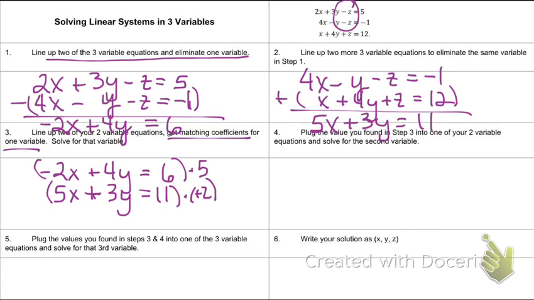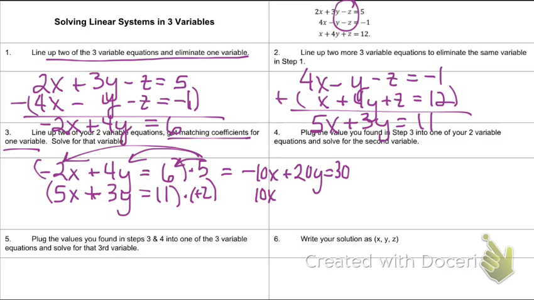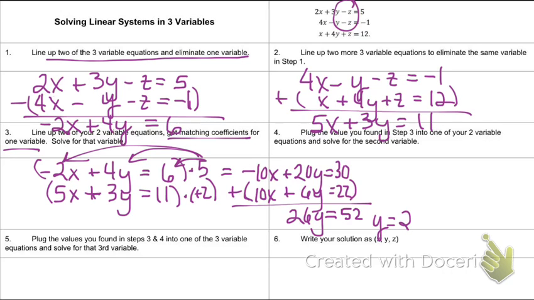It makes it easier. So now this equation becomes, I'm going to distribute the 5 to everything. So this becomes negative 10x plus 20y equals 30. And this one I'm just going to multiply by 2, so I get positive 10x plus 6y equals 22. So those, when I add these equations, will cancel out. So when I add one to the other, negative 10x plus 10x is 0. 20 plus 6y is 26y equals 52. So that means if I divide both sides by 26, y equals 2.